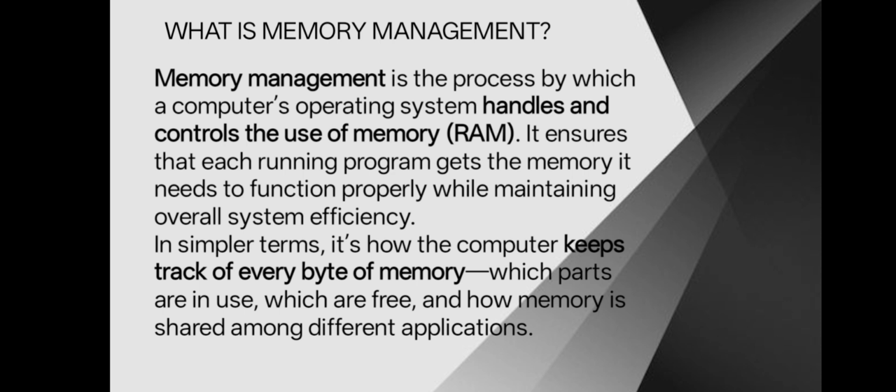For example, when you open Chrome, Spotify and a game, the OS assigns each app a portion of RAM. Chrome gets more memory for tabs, Spotify gets memory for the music player, then the game gets more memory for graphics and data. Memory management makes sure each app has enough space without crashing or overlapping.